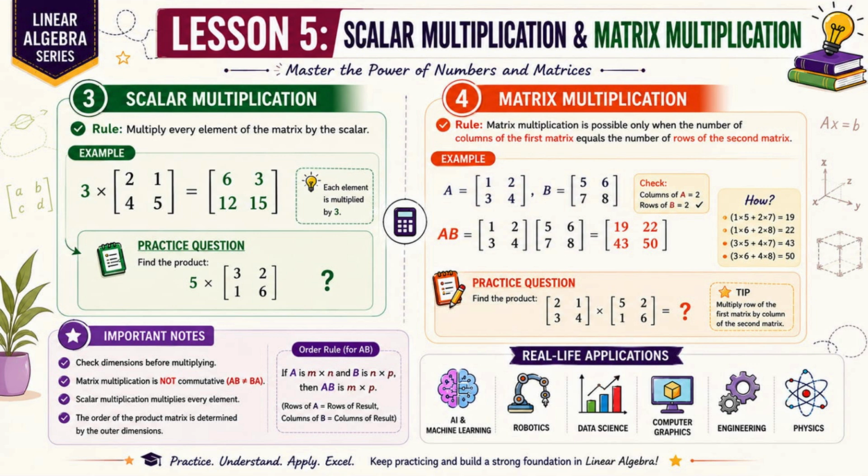Practice question. Find the product. A equals 2, 1, 3, 4. B equals 5, 2, 1, 6. Calculate AB using the row by column method. Pause the video and solve it yourself.